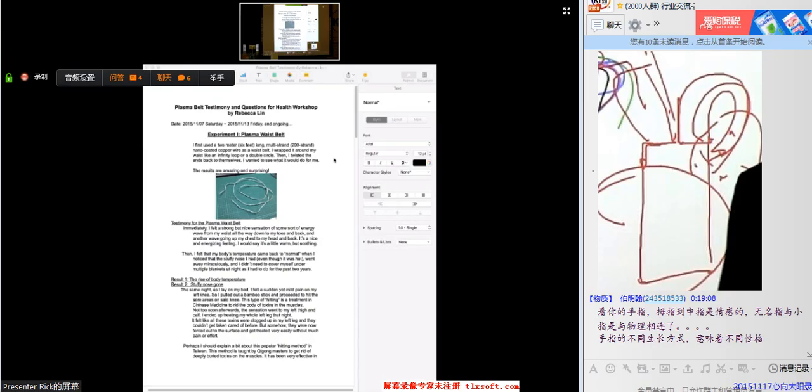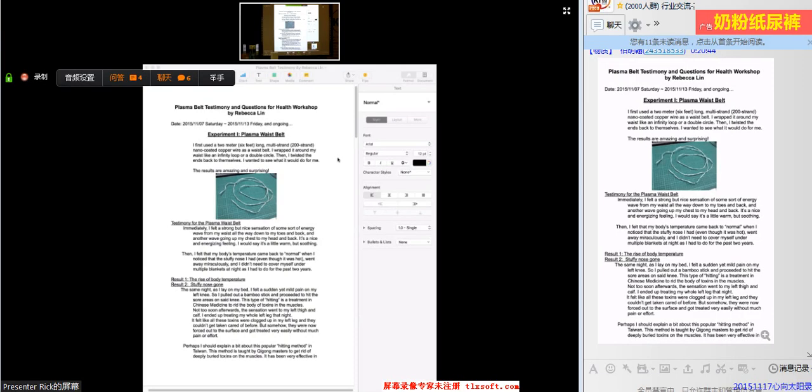In this first part, the plasma waist belt, they talk about using a 2-meter long nano-coated copper wire as a waist belt, wrapped it around my waist like an infinity loop or a double circle. Then I twisted the ends back to themselves. I wanted to see what it would do for me. The results are amazing and surprising.